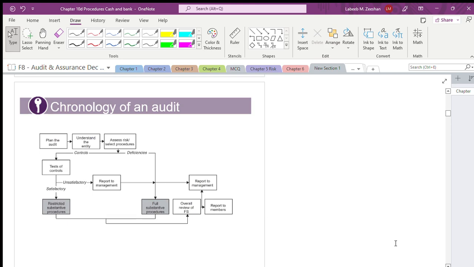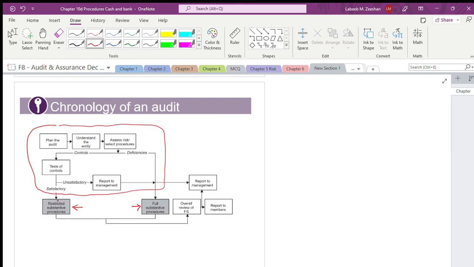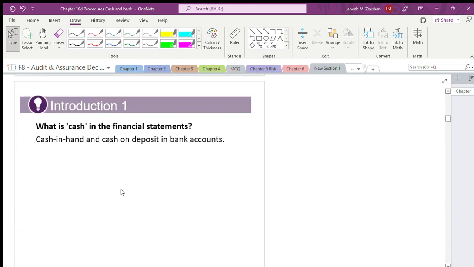Same thing we are talking about: at which stage are we? We are not at the stage of planning or tests of controls. By the time we end the subject, we are going to reach here, somewhere in the restricted procedures or the full substantive procedures. You can understand that till now we have covered all these concepts, planning the audit and all these things, and slowly we are at the substantive procedures. What is cash in the financial statement?